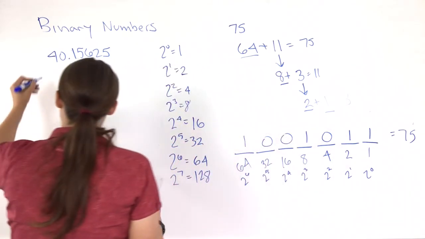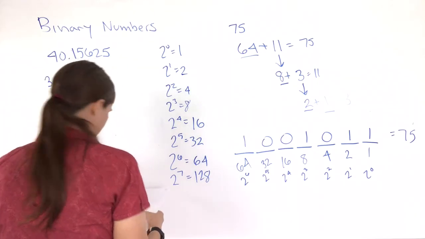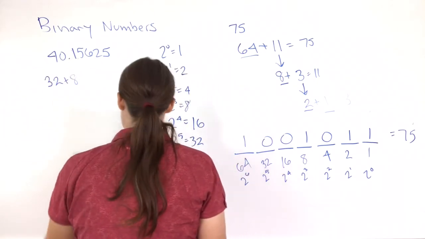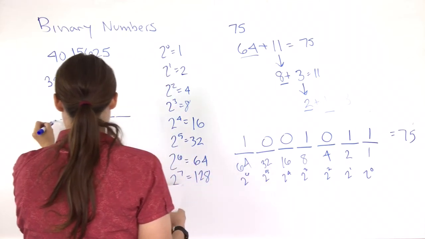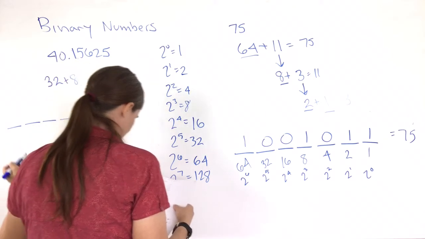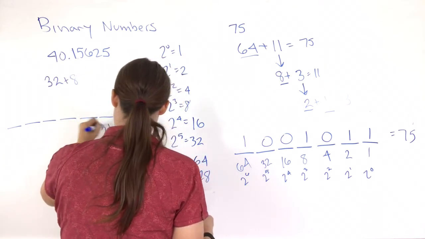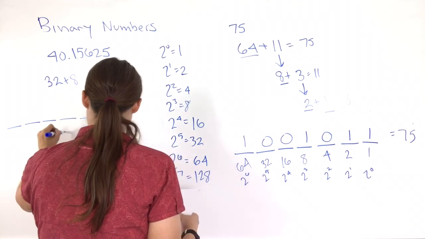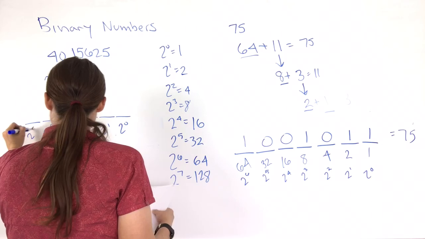So 40 is pretty easy. It's just 32 plus 8. And so if we write that down, so 1, 2, 3, 4, 5, 6, 7. So this is 2 to the 0, 2 to the 1, 2 squared, 2 to the 3rd, 2 to the 4th, 2 to the 5th.